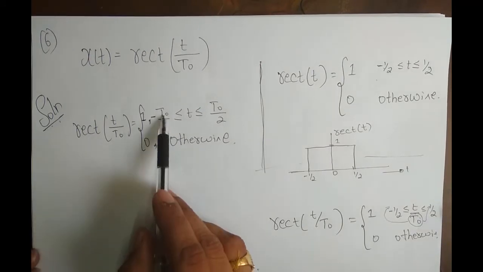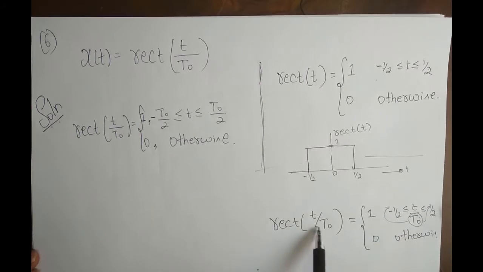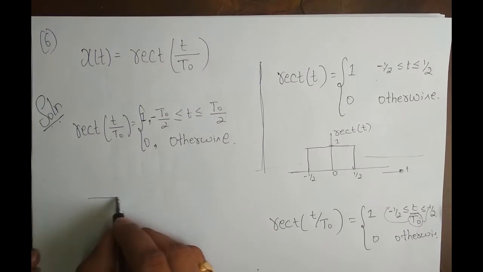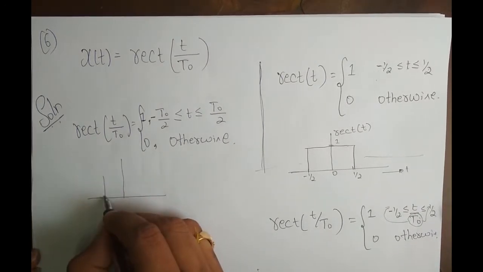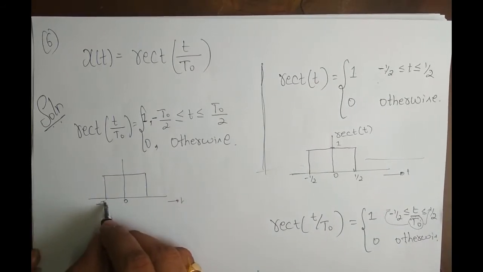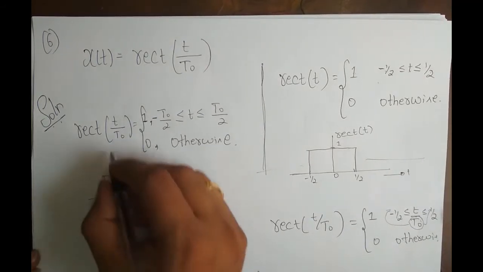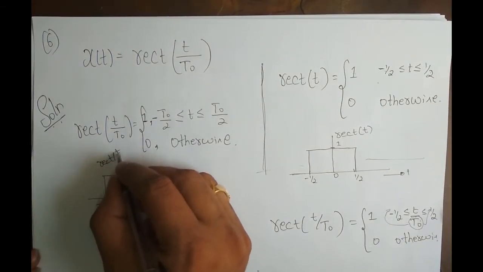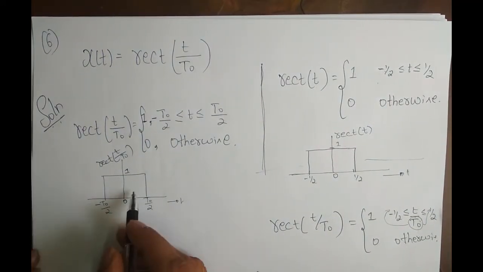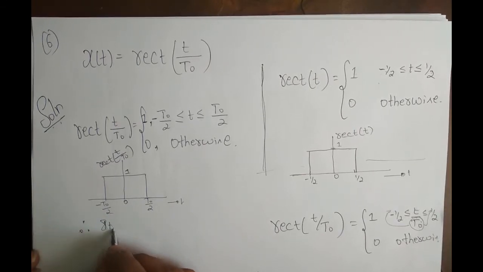So how did I get this T naught? Because of the problem, RECT of T by T naught. Graphically this is how it looks. This is T equal to 0, this is minus T naught by 2, this is plus T naught by 2, and its amplitude is 1. So this is RECT of T by T naught. Is this periodic or non-periodic? It's a non-periodic signal, so it's not repeating, therefore it's an energy signal.